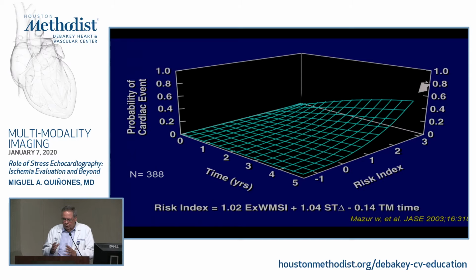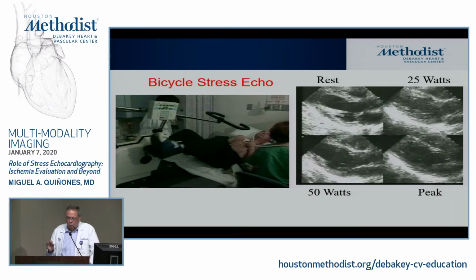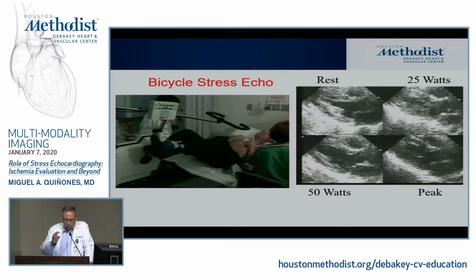So that's one of the advantages of doing a treadmill, because the Bruce protocol has been done for 40 years, 50 years, very well established, a lot of literature written on it in terms of duration of exercise, presence or absence of pain, ST changes, and so on. So you throw that into the imaging component, you have a strong predictor for events. Now, bicycle has its own advantages too.